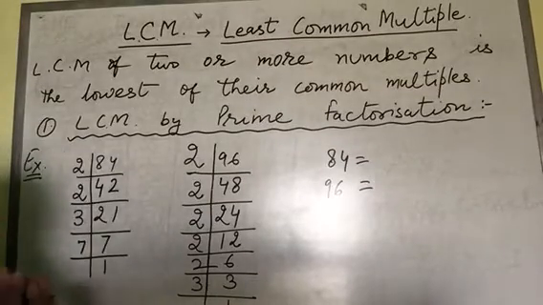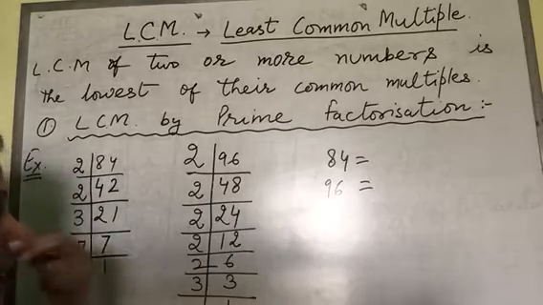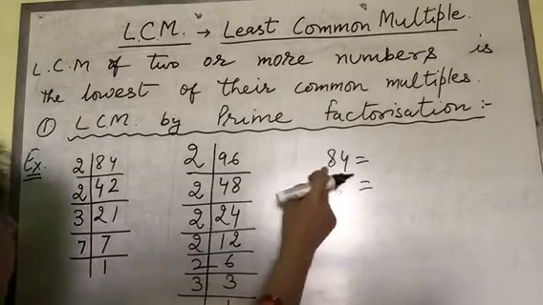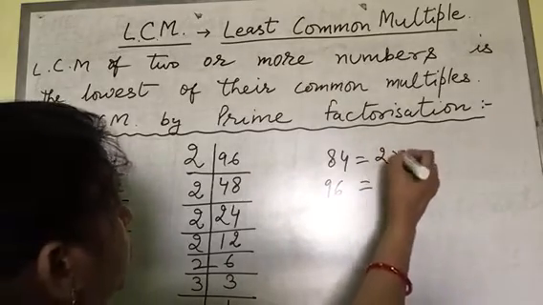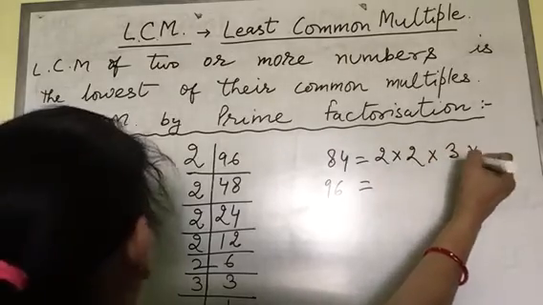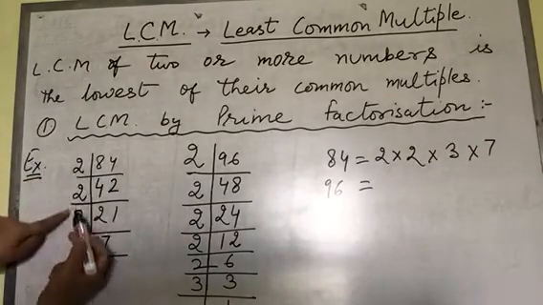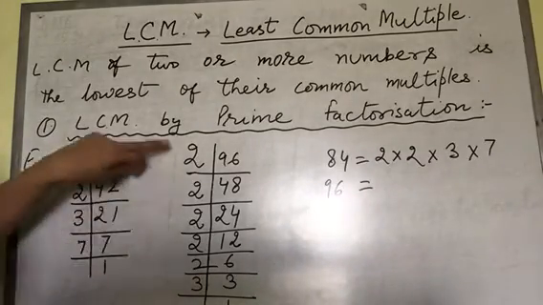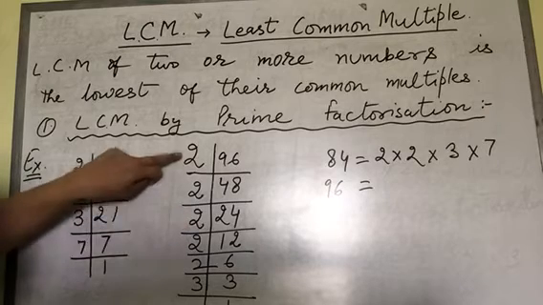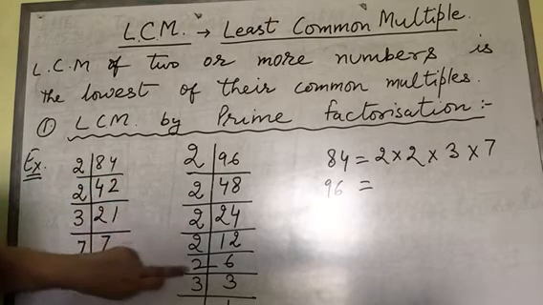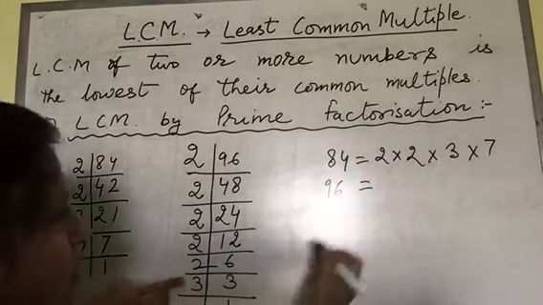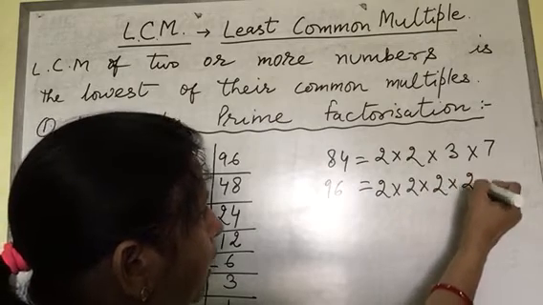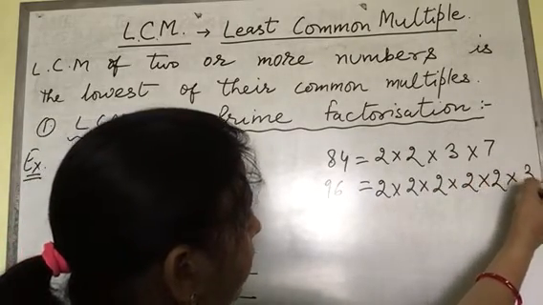राइट? नाउ अब हम इन्हें क्या करेंगे? The second step is to write these numbers in the form of the multiplication of their prime factors. So 84 can be written as 2, 2, 3 and 7. यहाँ से आपने देखा 2, 2, 3 and 7. So multiply these prime factors. 96 के prime factors: 1 2 3 4 5 times 2 and 1 times 3. So 96 is 2 five times and then 3.